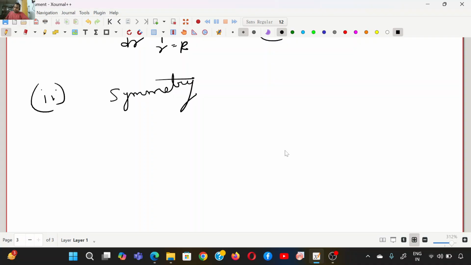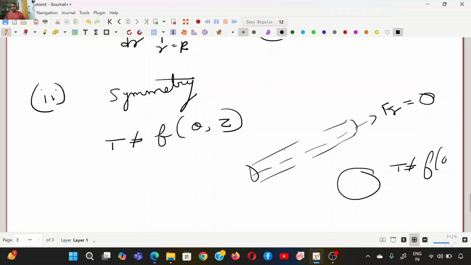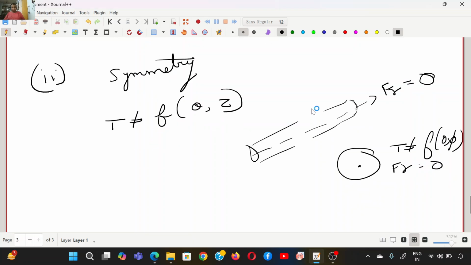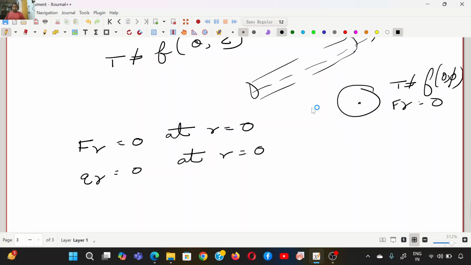which basically says that in this cylindrical case, T is not a function of theta or z, right? Only a function of r. And in our wire, at the center of the wire, the flux is equal to 0. Okay. Had it been a sphere, there we would have said that T is not a function of theta and phi, and we would have just taken qr equal to 0. So like that. Basically, what it means is that flux is equal to 0 at r equal to 0, or qr is equal to 0 at r equal to 0. This is the symmetry boundary condition.